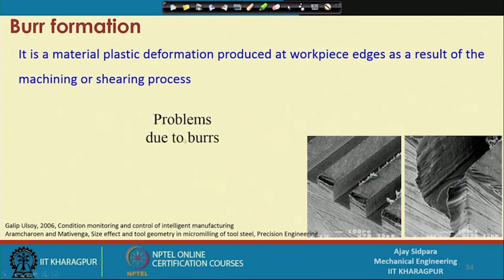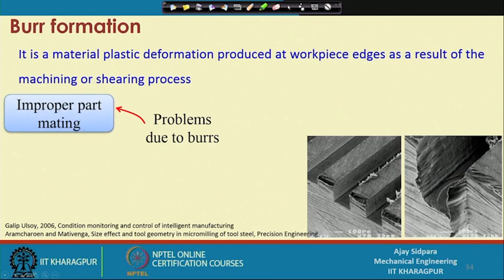So, what are the problems due to burr formation? There is improper part mating. If you consider this particular part and you want to mate it with another part with a flat surface, then this burr will not allow both parts to mate together, and that is the reason you end up with improper mating of the parts.